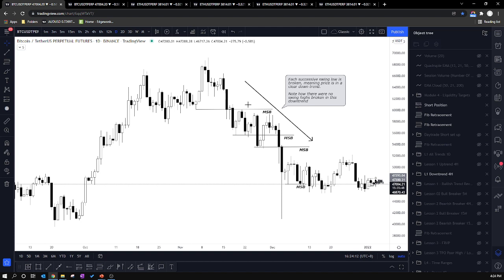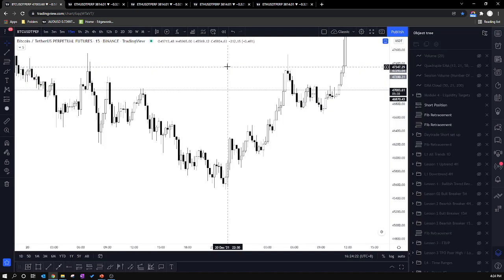So that is really the premise for you. You always want to be looking for these swing lows to be beaten, broken, and so on and so forth. All right, and we'll get back to our course.